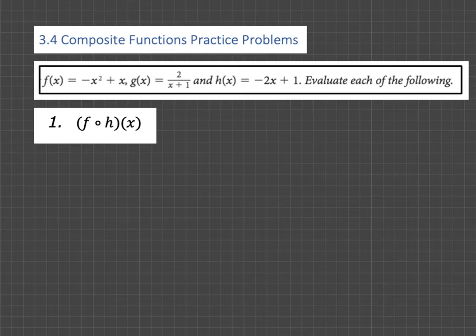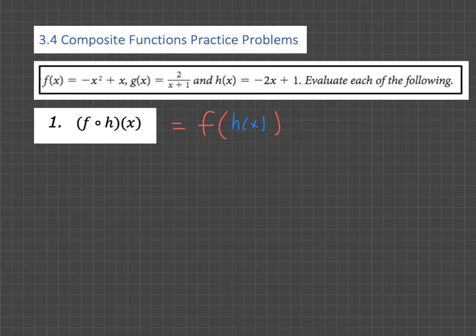So let's do some practice problems for composite functions, section 3.4. We're given three functions, f, g, and h, and we want to find each of the composite functions. So f composed with h of x, we can write that as f of the inside function, which is h of x.